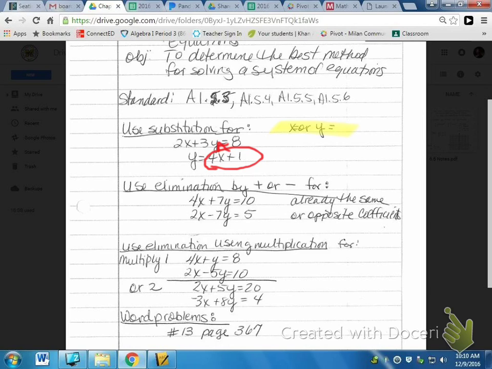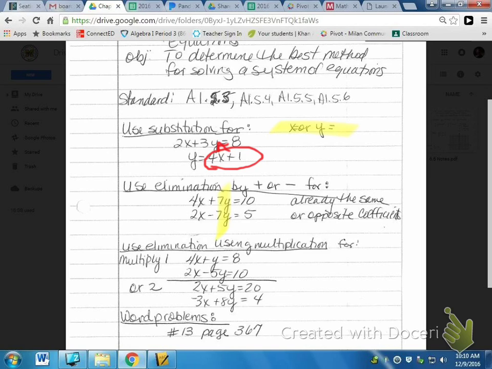Using elimination by adding or subtracting, if they already have the same or opposite coefficients, so 4x plus 7y equals 10 and 2x minus 7y equals 5. So those two are ready to be added, so the y's fall out. And I would definitely just start adding, and they fall out.